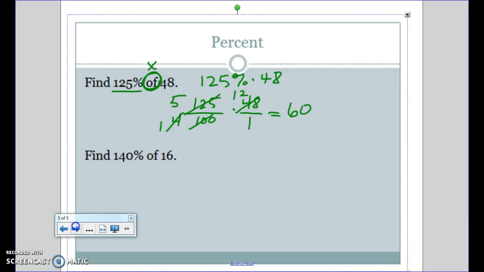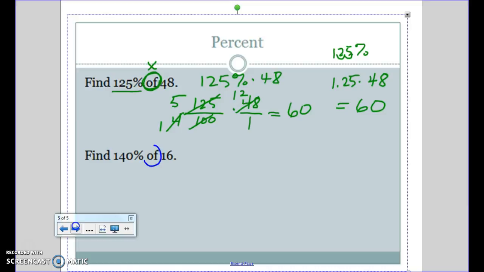I could also think of 125% as a decimal. And when I'm talking about percent, I'm talking about per 100, so I'm dividing by 100. I can take 1.25 times 48. And again, if you did that with your calculator, you would get 60. Okay? Let's just do one more here.